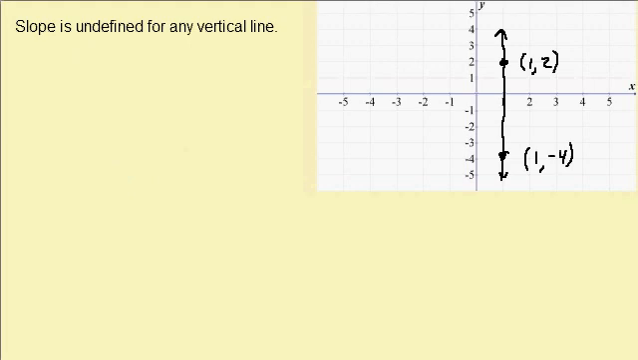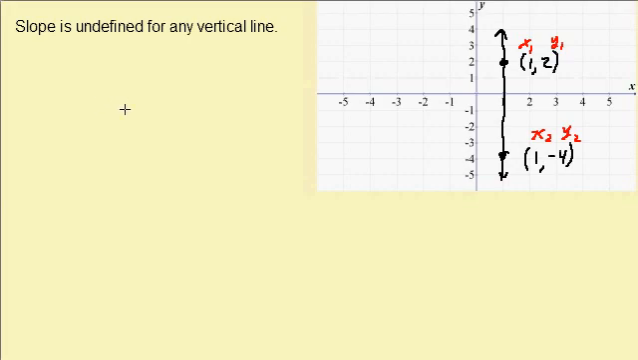Now let's look at a vertical line. The slope for a vertical line is undefined. So here I have a vertical line with points labeled on it. So we have (1, 2) and (1, -4). So if we took these and plugged them into the slope formula, okay, we'll call this x1, y1, and we'll call this one x2, y2.